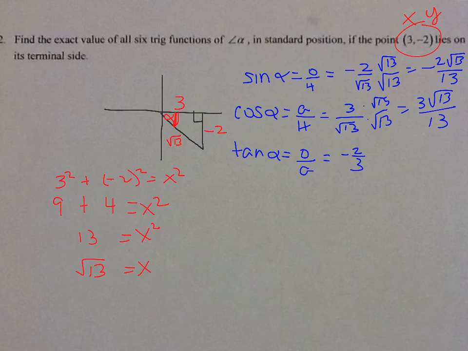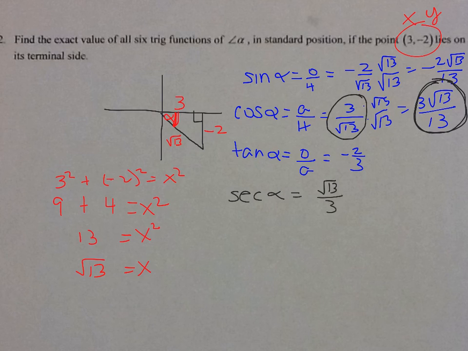All right, now let's go to secant alpha. Secant is the reciprocal of cosine, so go to cosine. Now, you don't have to go to the final answer, because if I flip it, I'm going to have to rationalize again. So I want to go to the earlier form and flip that. Then I won't have to rationalize. So I flip that, square root of 13 over 3.